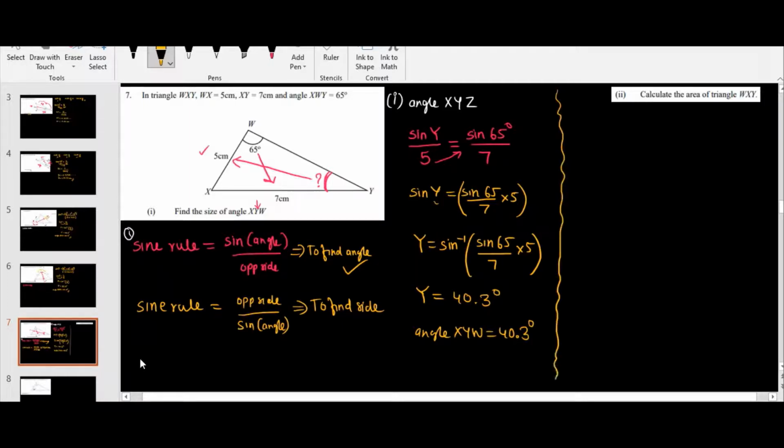Okay. Section 2, the question is: calculate the area of triangle WXY. Okay. Whenever you write the formula for the area of a triangle, make sure there are 2 sides. You have to get the 2 sides. So if you use these 2 sides, fine, no problem. But you should know this angle. You can also use this.